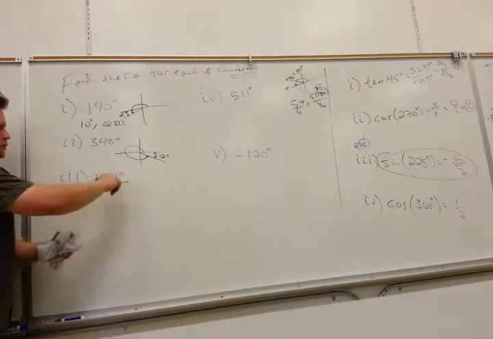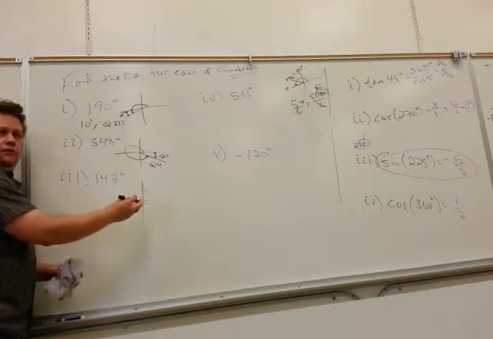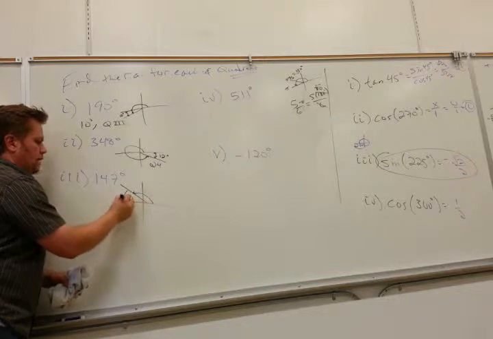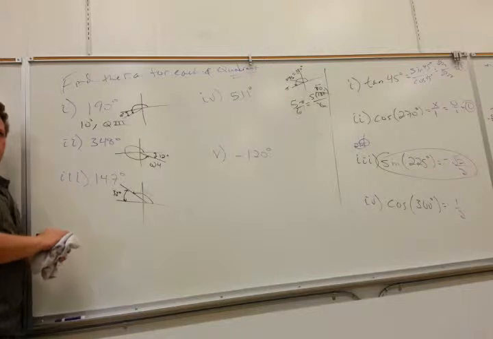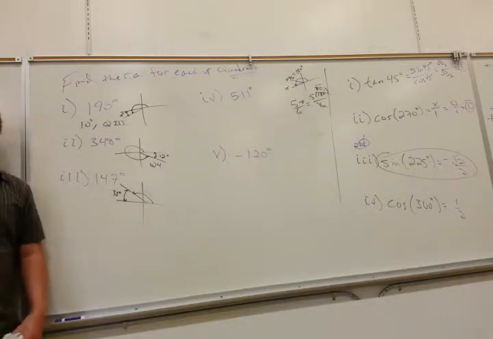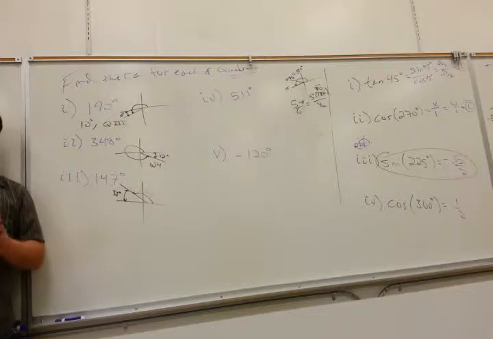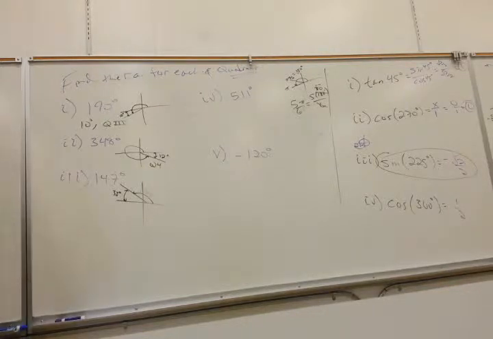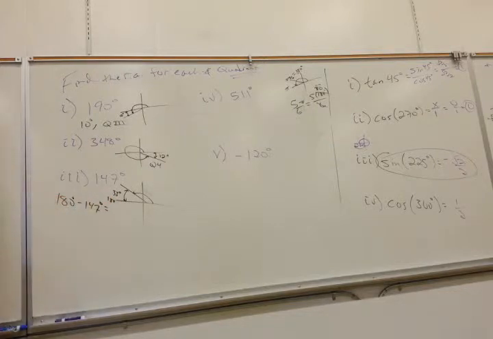So here this is obviously quadrant 4. 147, what quadrant am I in? Second quadrant. How far away from the x-axis am I? 33 degrees. Your reference angle will always be positive. It's just how far away from the x-axis am I? How do we get 33? You do 180 minus 147, because that's 180 degrees there.